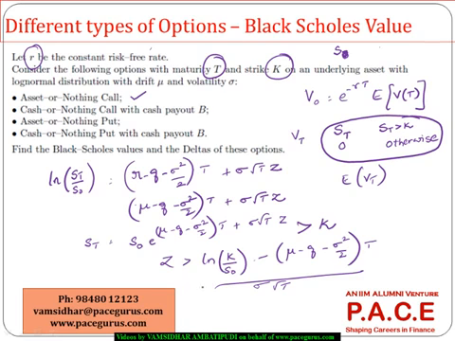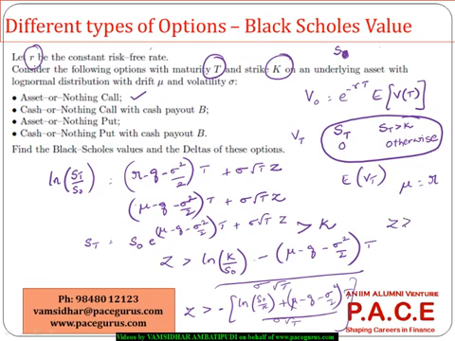In case I am assuming mu the same as r, then it becomes Z greater than whatever I am substituting, log K by S0. So if I take the minus out, it becomes log S0 by K plus (mu minus q minus sigma squared by 2) times T, divided by sigma root T. So it becomes Z greater than minus d2, if at all my r is the same as q.